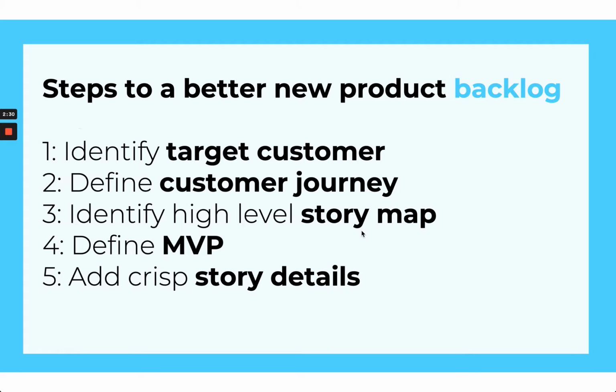So the steps here at a high level are: identify your target customer or user, like who's getting the value from this thing. Understand a little bit, just enough at least, about their customer journey. This is kind of second nature to the designers in the room, probably a lot of the product managers too. And then once you have that context, think about broad brush strokes, a high level story map for the product, and then take a slice of that, which is your next phase or release of the product or MVP, and add those crisp story details.